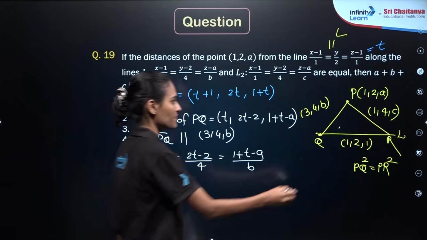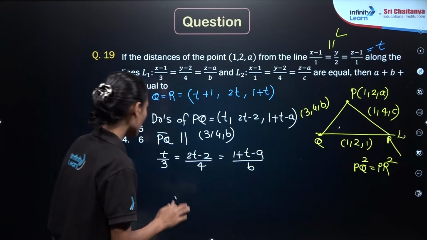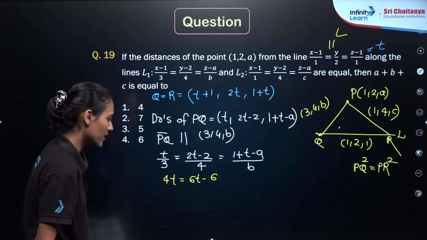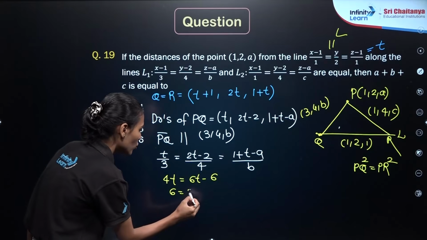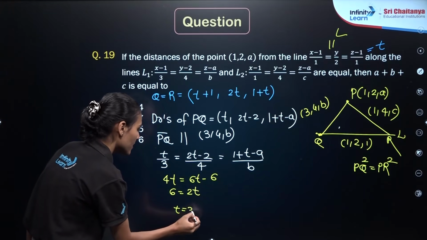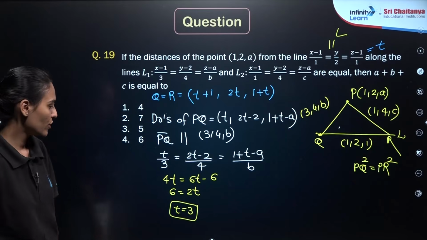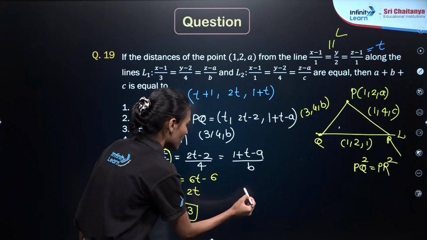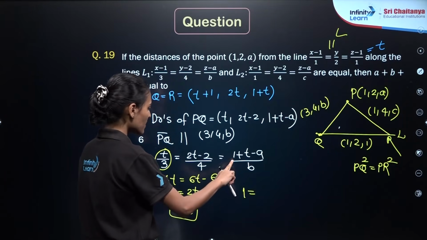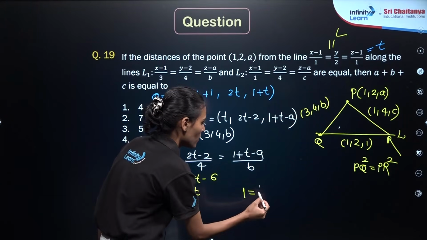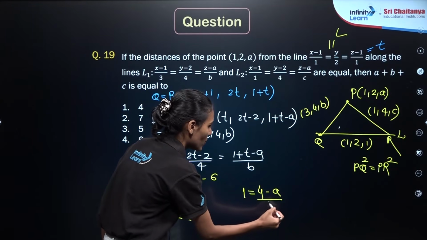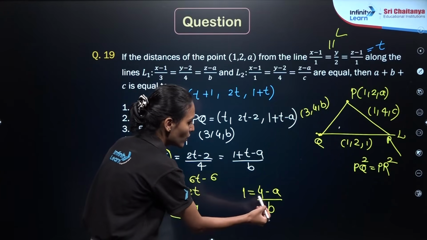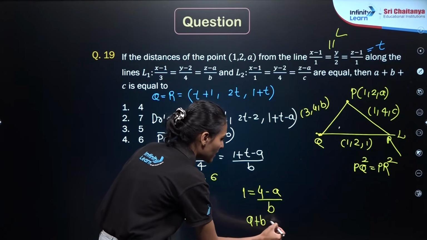Okay, so next, if you solve this, you will get 4T as 6T minus 6, right? Then you will get 6 as 2T. So from here you will get T as 3. If T is 3, then you will get 3 upon 3, which is 1, equals 1 plus 3, that is 4 minus A, upon B. So from here you will get B into 1, B equals 4 minus A. So you will get A plus B as 4.